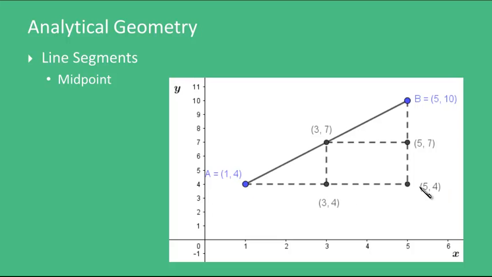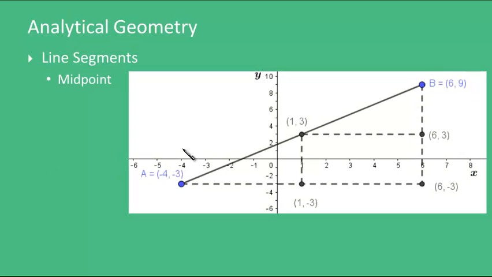Halfway between 1 and 5 is 3. To get this, we simply say 1 plus 5, 6, divided by 2, 3. Halfway between 10 and 4 is 7, and we get this by saying 10 plus 4, 14, divided by 2, 7. And so our midpoint then is the x-coordinate of this midpoint and the y-coordinate of this midpoint: (3, 7).